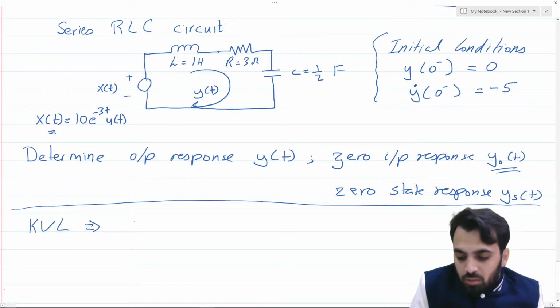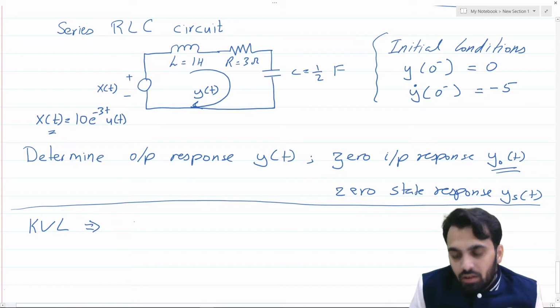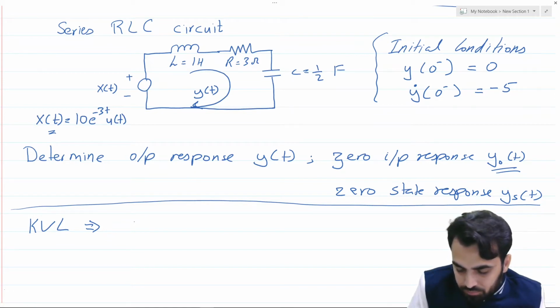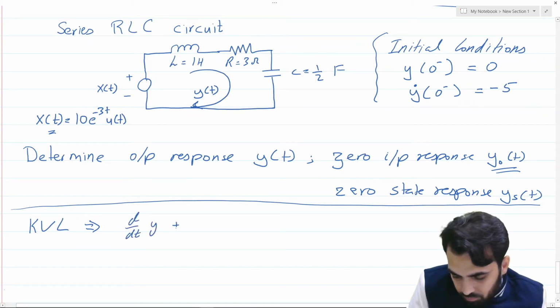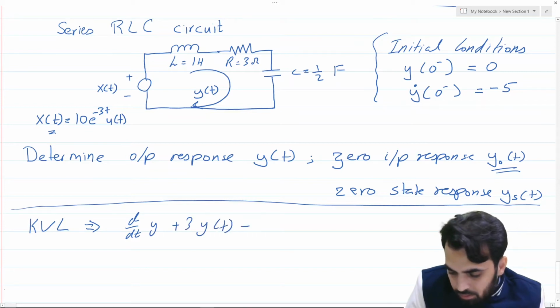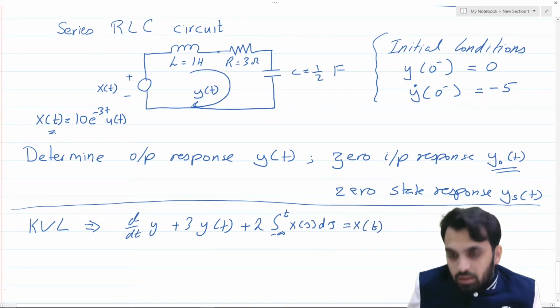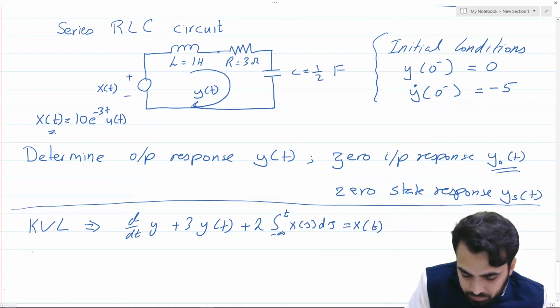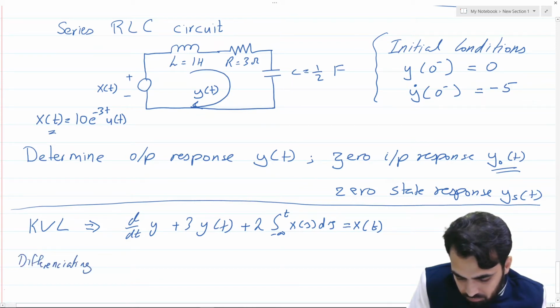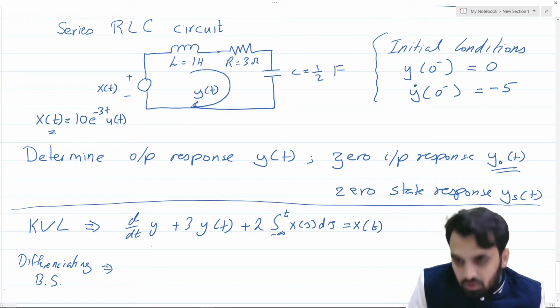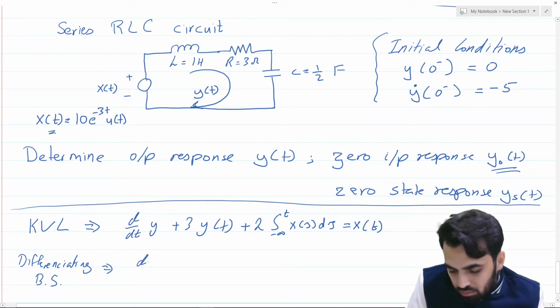And over here I would be plugging in the values of L, R and C. So we would have, next differentiating both sides. So we would have a double derivative now, second order differential.